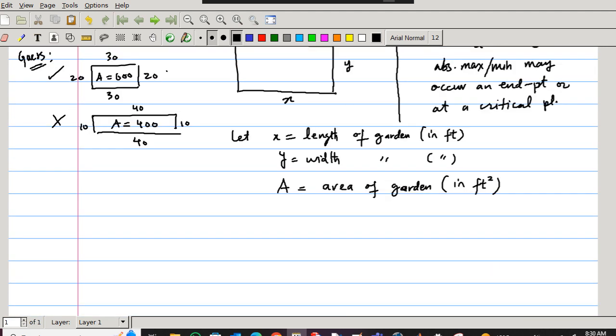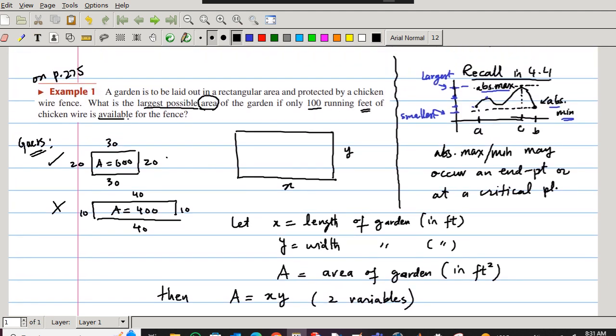Now how can I relate these variables? We know that area is the product of the length and the width. We multiply length by width, x, y. But you see here I have two variables. I have to maximize. I need to find this area as large as possible. But in 4.4, we saw functions of only one variable, f of x. This function is f of x, not x, y. I don't have two variables. So this is a problem, right?